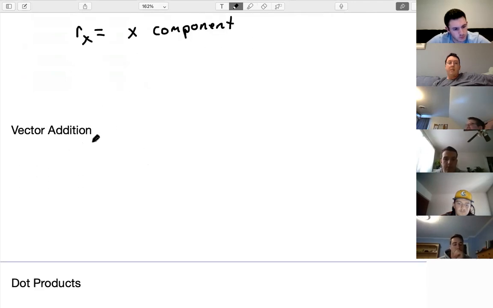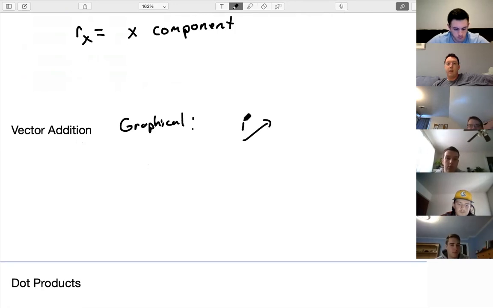How do we add vectors? There are two ways, right? What was the first way? We had a graphical way. So if I have a vector A and a vector B, how do you do A plus B?